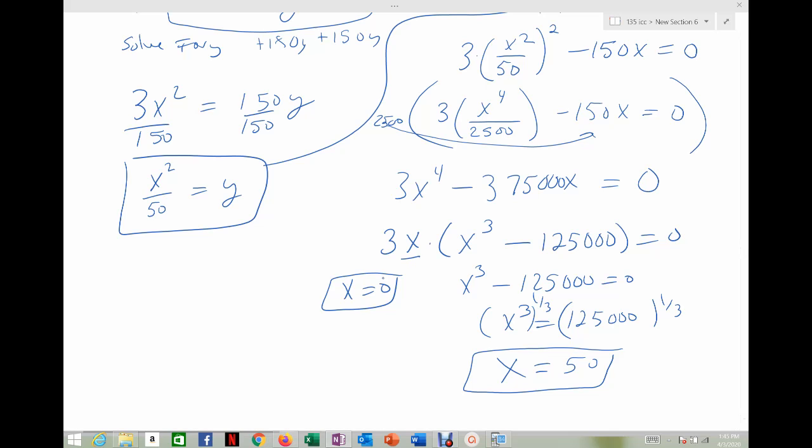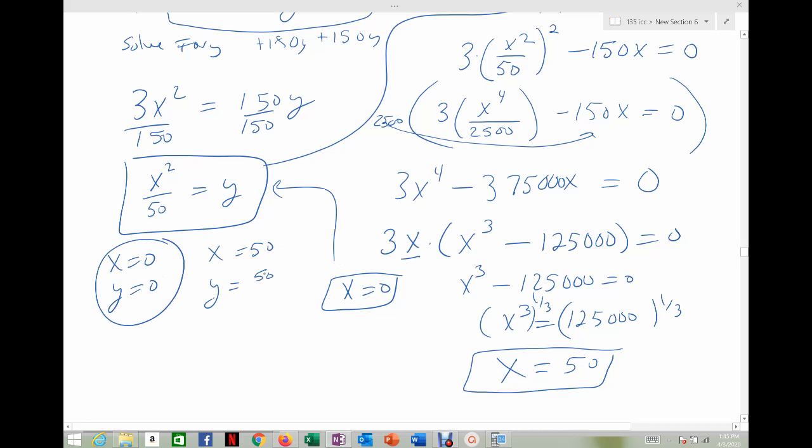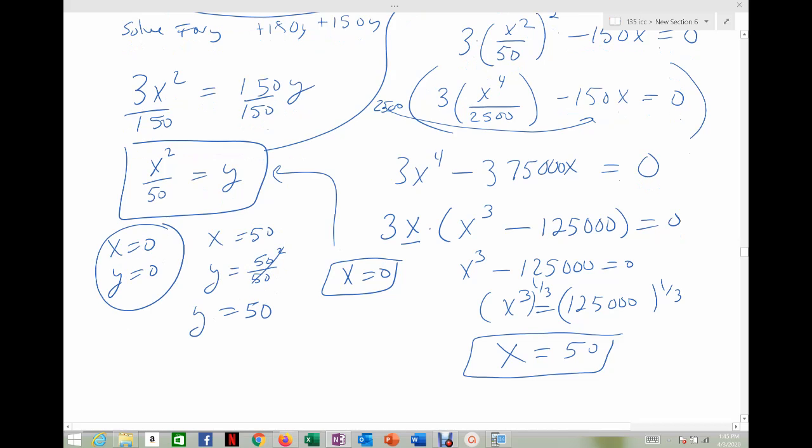Alright, so this function is going to have two criticals, and then I'm going to plug them in here to find my y value. Alright, so when x equals 0, well, y also equals 0, so there's one critical value. When x equals 50, well, y comes out 50 squared divided by 50, well, that's also 50. Alright, so I get two critical values.